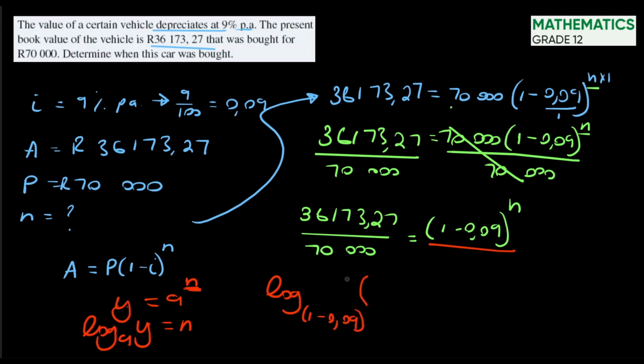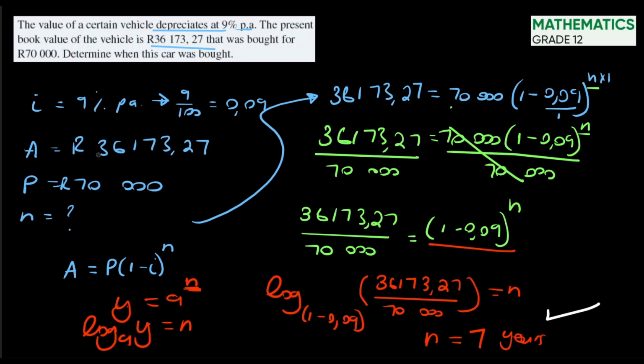And then you just continue with the y there, which will be 36,173.27 all divided by 70,000 is equal to n. Then we go to our calculator and just punch in log. Punch everything into our calculator. You see that our final answer should be 7. That gives us 7 years. That's how long it took the car to depreciate from 70,000 to 36,173.27.